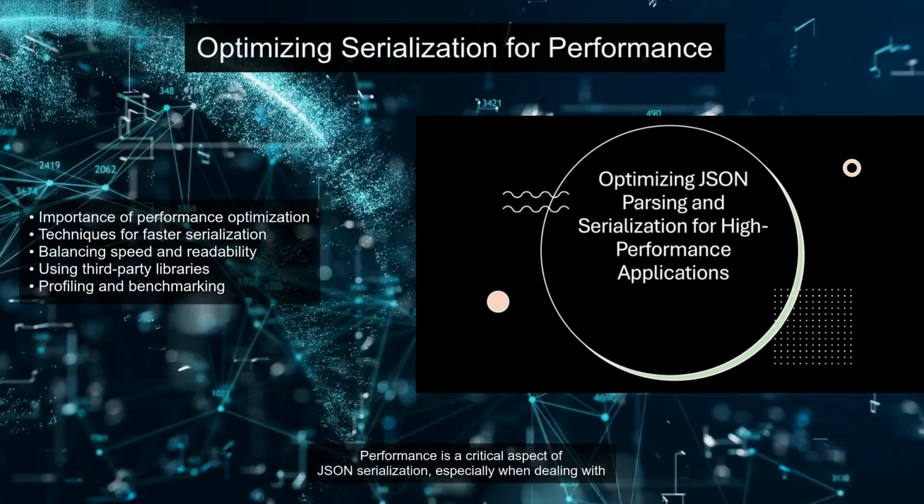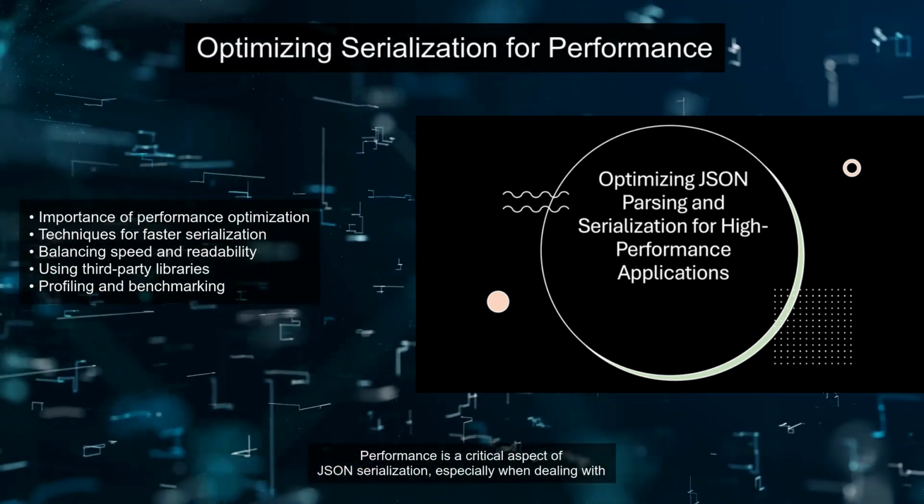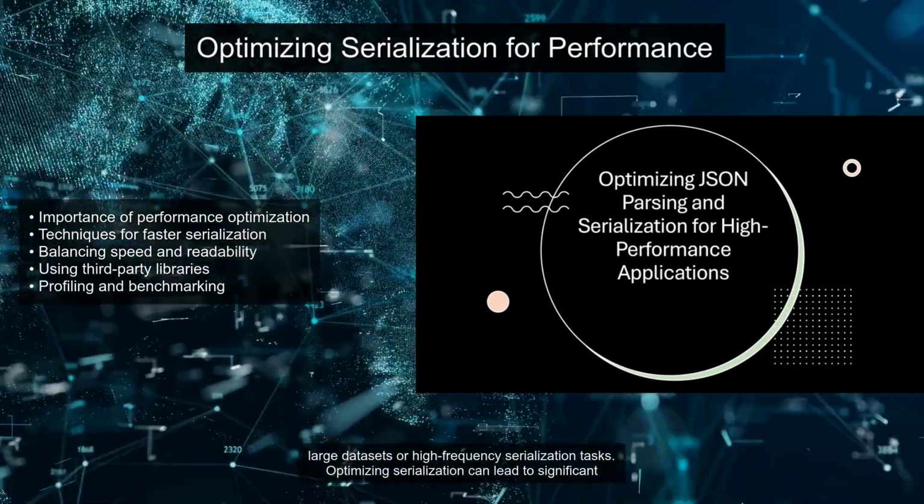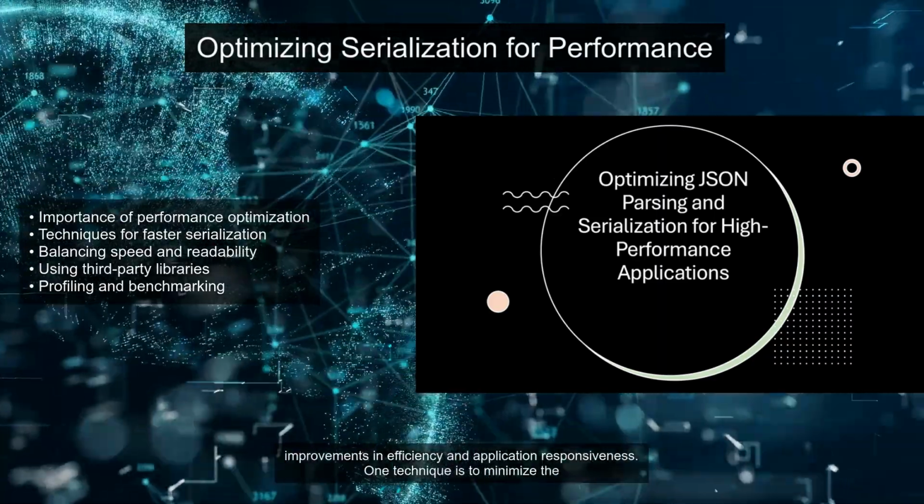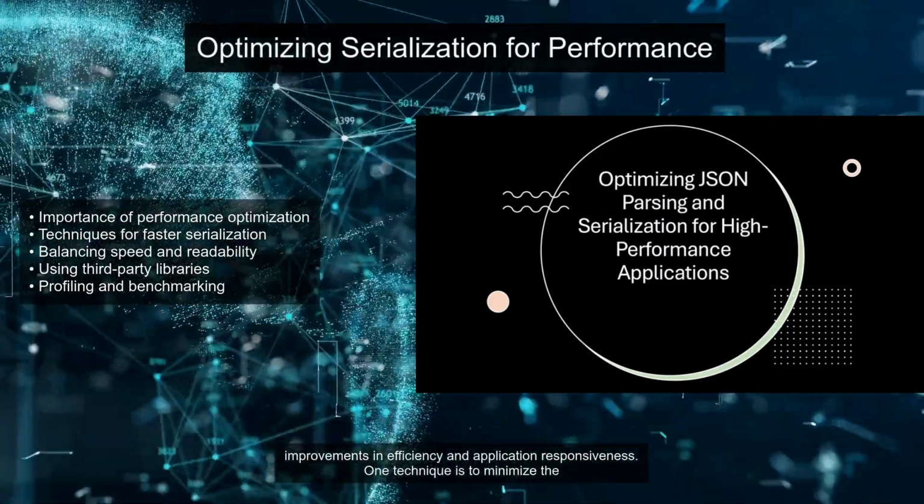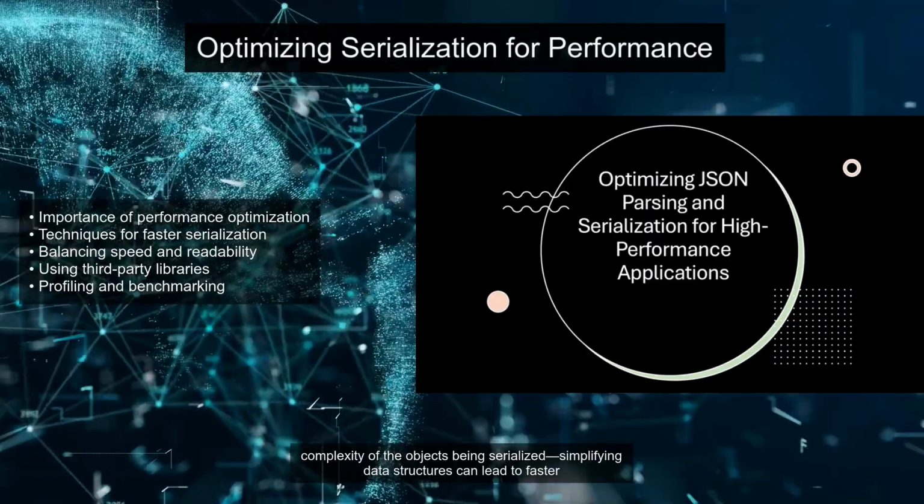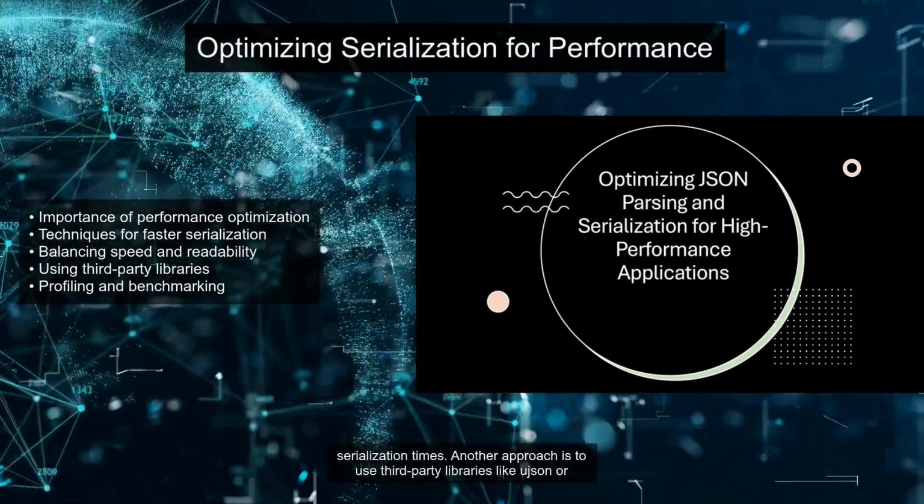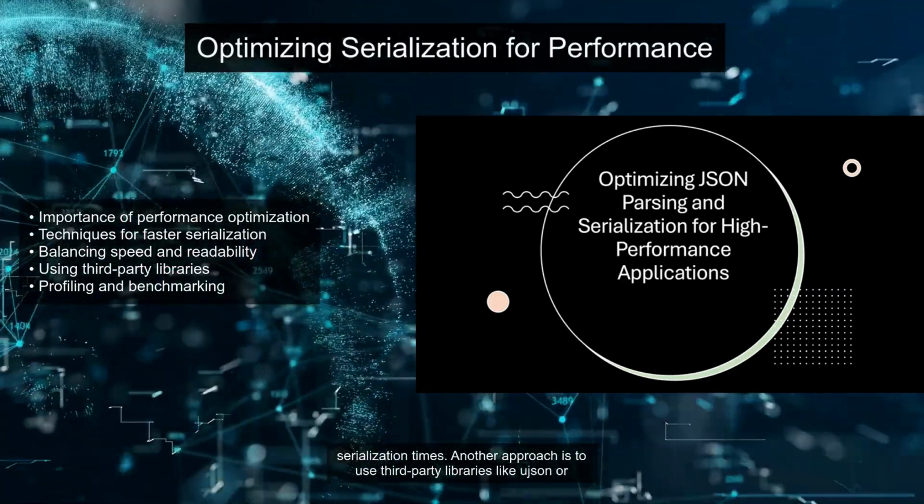Performance is a critical aspect of JSON serialization, especially when dealing with large datasets or high-frequency serialization tasks. Optimizing serialization can lead to significant improvements in efficiency and application responsiveness. One technique is to minimize the complexity of the objects being serialized. Simplifying data structures can lead to faster serialization times.